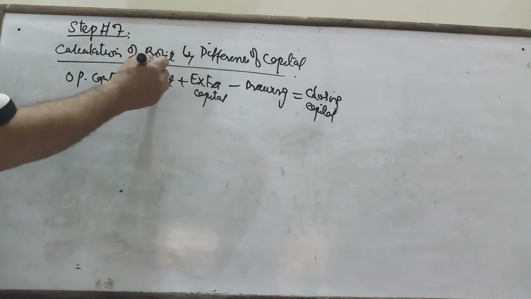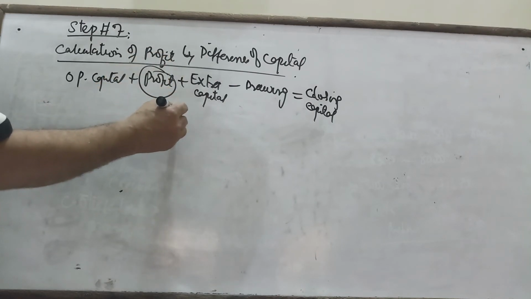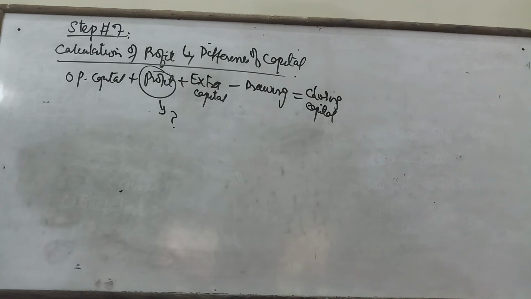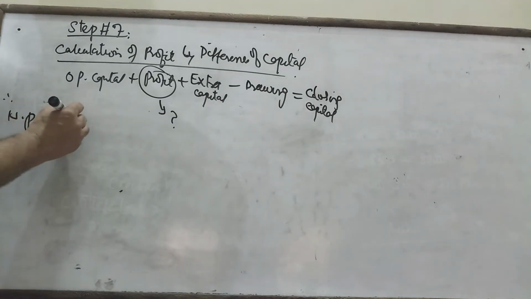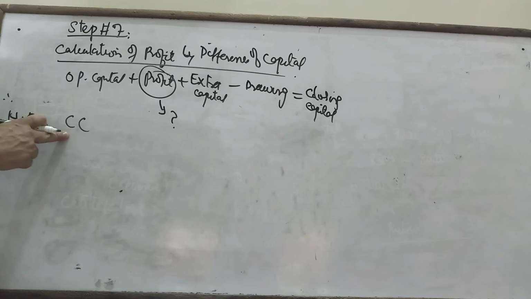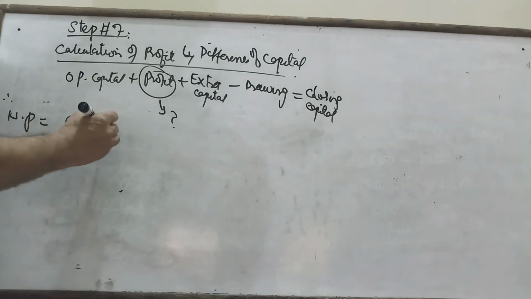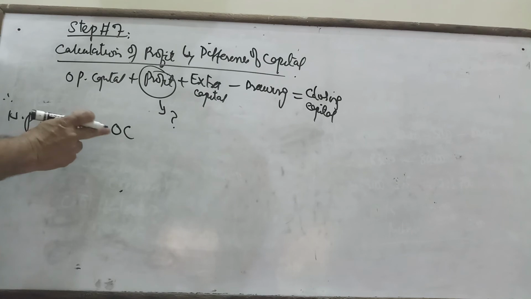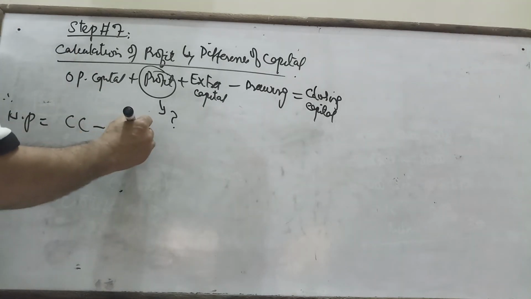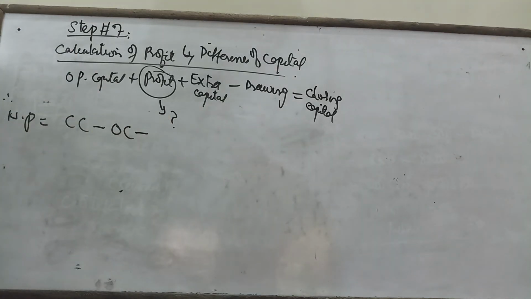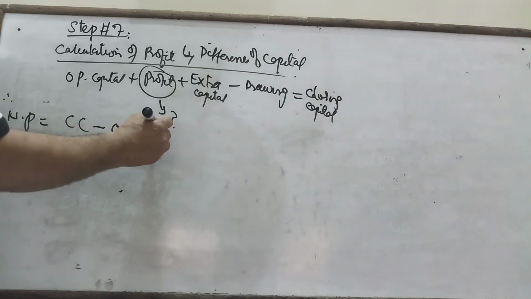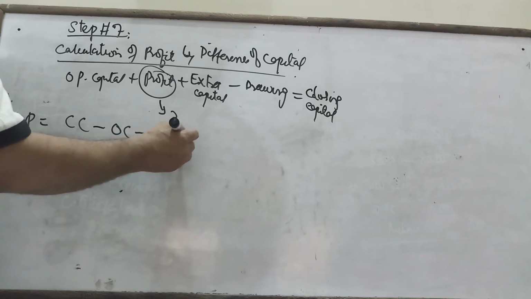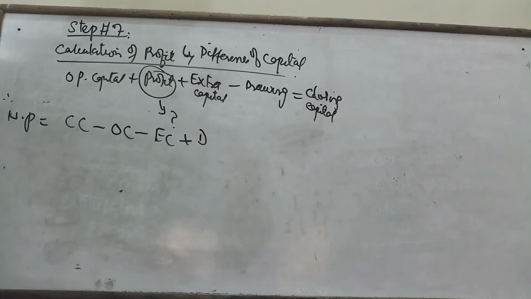What if the profit is not given and everything else is given, and you need to calculate the profit? With the help of this equation you can derive it very easily. Therefore the net profit equals CC, closing capital, minus OC, opening capital, minus EC, extra capital, plus D, drawings, equals net profit or net loss.